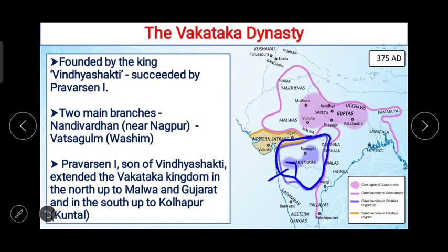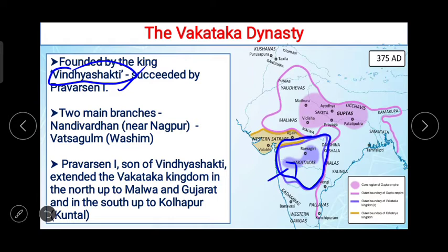But what happened after the weakening of Satavahana? Then came the Vakatakas. It was founded by the king Vindhya Shakti, succeeded by Pravarsen first. After his death, the kingdom of the Vakatakas got divided, and there were two main branches.